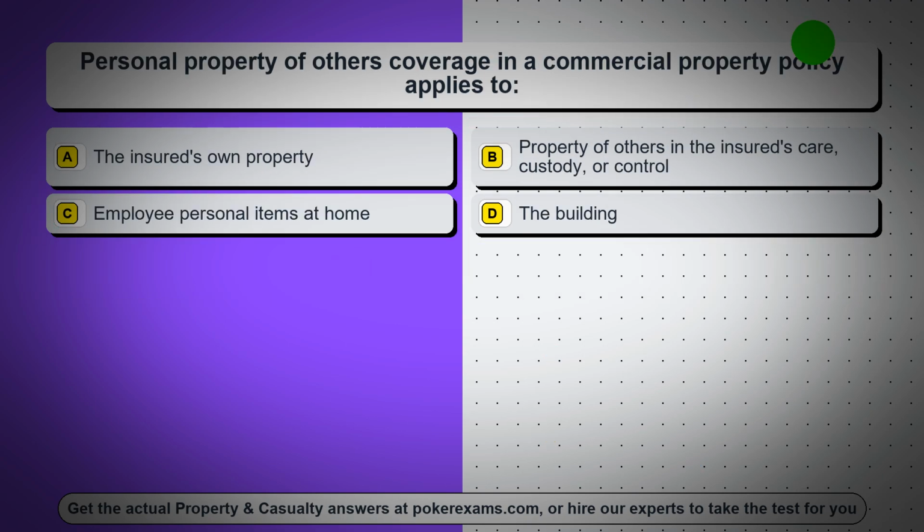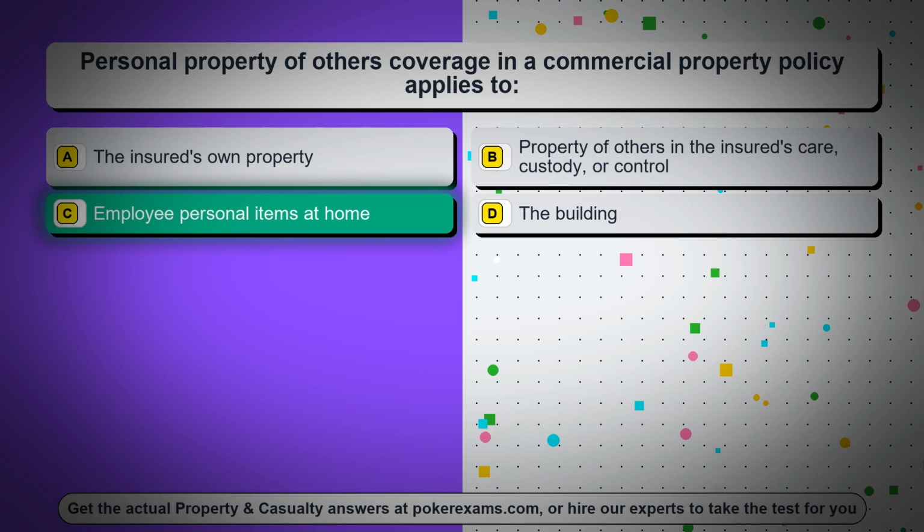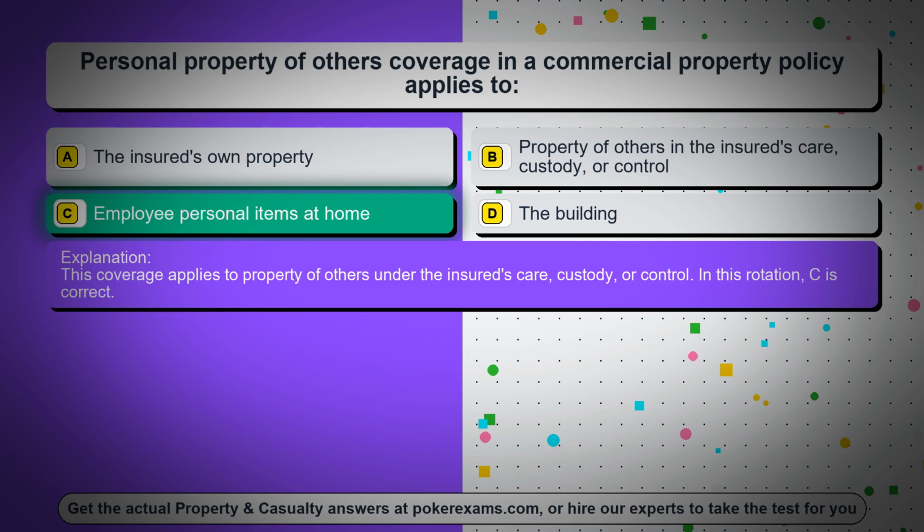Question 44. Personal property of others coverage in a commercial property policy applies to. Option A, the insured's own property. Option B, property of others in the insured's care, custody, or control. Option C, employee personal items at home. Option D, the building. The correct answer is option C, employee personal items at home. This coverage applies to property of others under the insured's care, custody, or control. In this rotation, C is correct.